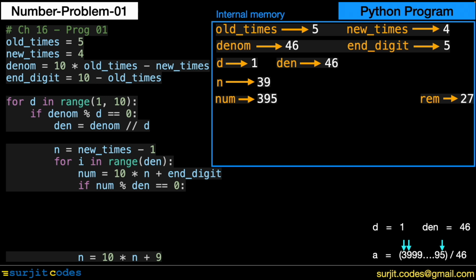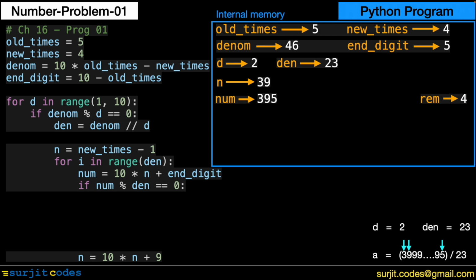After exhausting the loop over i, we finally proceed to the next value of d. When d is 2, denom is 23. n starts with 3 once again. When i is 0, numerator is 35. It is not divisible by 23. Its remainder is 12. n becomes 39 for i equal to 1 and numerator becomes 395.